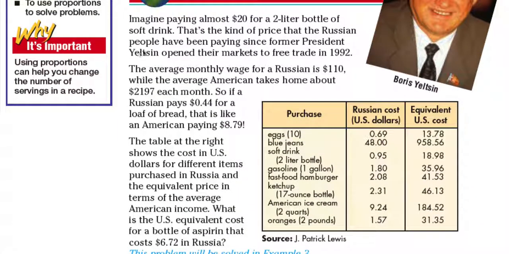Imagine paying almost $20 for a 2-liter bottle of soft drink. That's the kind of price that the Russian people have been paying since former President Yeltsin opened their markets to free trade in 1992. The average monthly wage for a Russian was roughly $110 around that time, while the average American takes home about $2,197 a month. So if a Russian pays 44 cents for a loaf of bread, that is like an American paying $8.79.